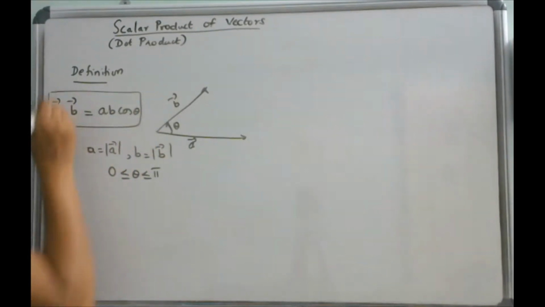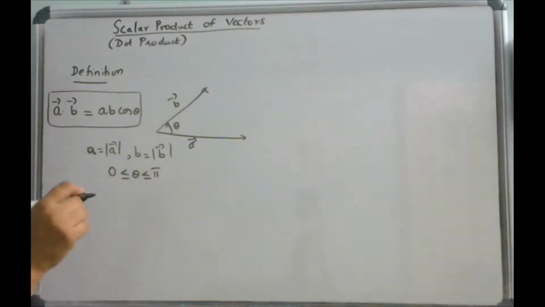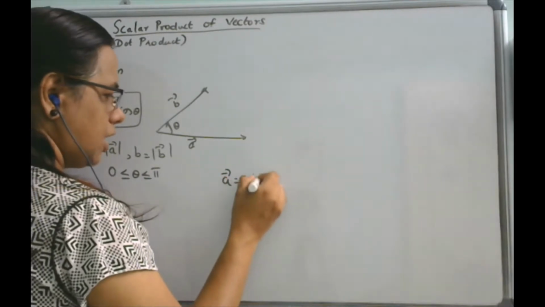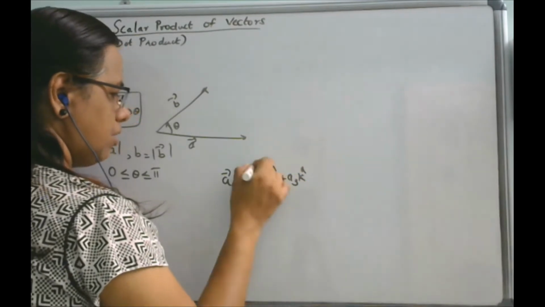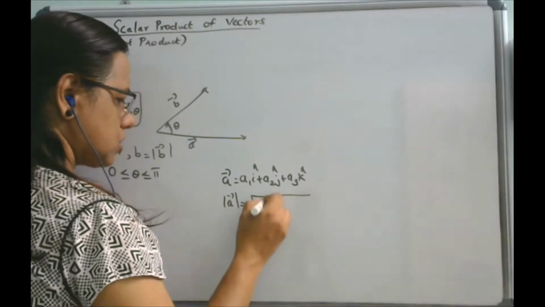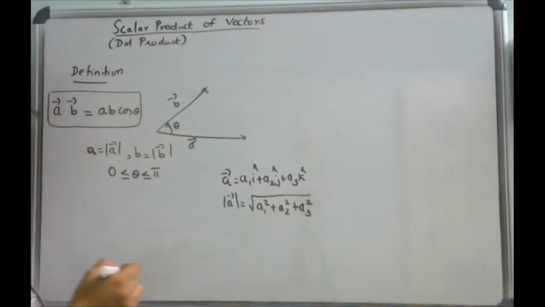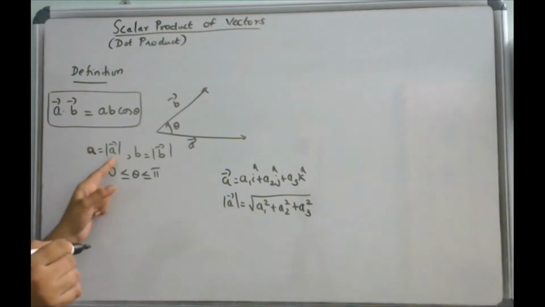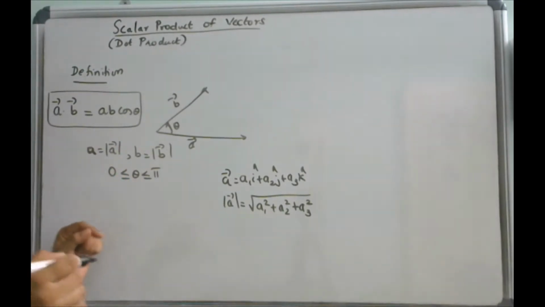A dot b is equal to ab cos theta, where a is equal to modulus of vector a. Modulus of a vector means, suppose you are given a vector a is equal to a1i plus a2j plus a3k. Finding its modulus means modulus is equal to root of a1 square plus a2 square plus a3 square. This is how we find the modulus. So a dot b equals ab cos theta, where a equals modulus of vector a, b equals modulus of vector b, and 0 less than or equal to theta less than or equal to pi.